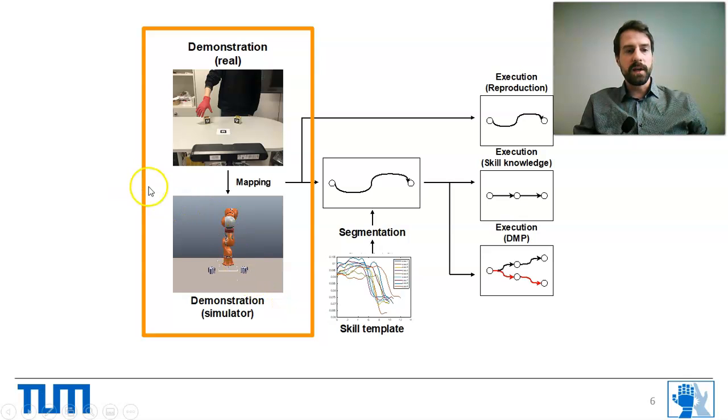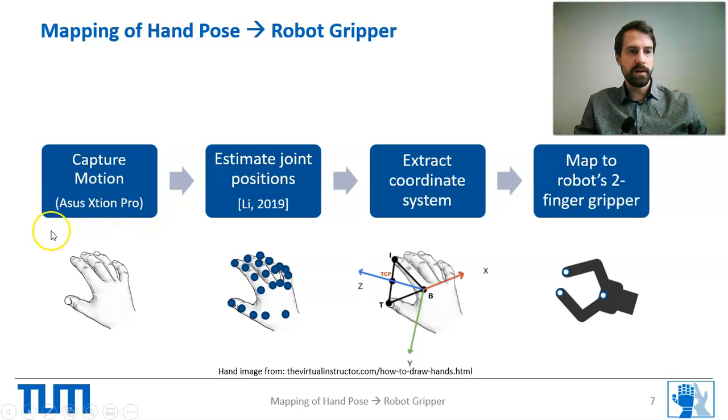Now, we explain how we capture the demonstration from the human. We use an Asus XGM Pro to record the human hand pose. Then we estimate the joint positions. We extract a coordinate system from these joint positions and map these to a robot's two-finger gripper.